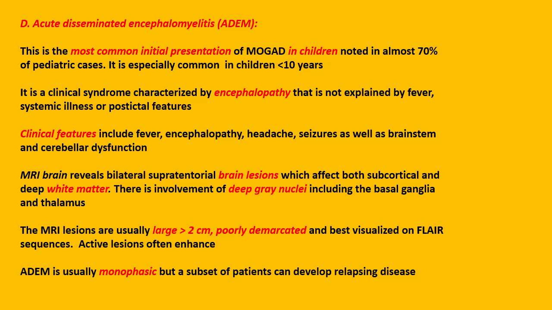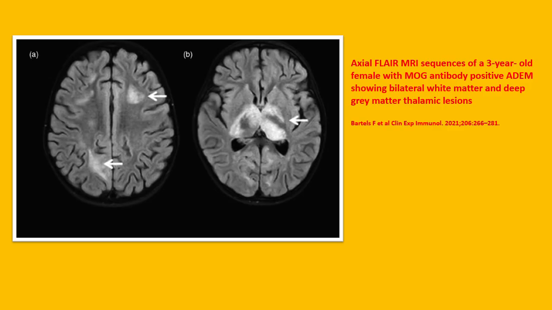MRI brain reveals bilateral supratentorial brain lesions, which affect both subcortical and deep white matter. There is involvement of deep gray nuclei, including the basal ganglia and thalamus. MRI lesions are usually large, more than 2 centimeters, poorly demarcated and best visualized on FLAIR sequences. Active lesions often enhance. ADEM is usually monophasic, but a subset of patients can develop relapsing disease.